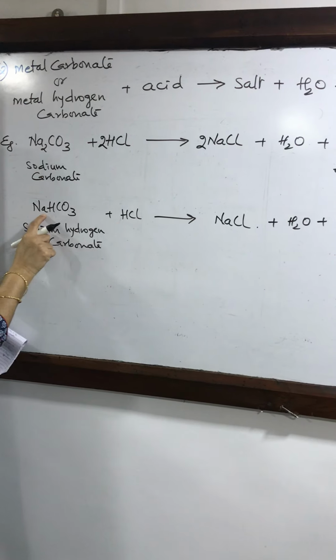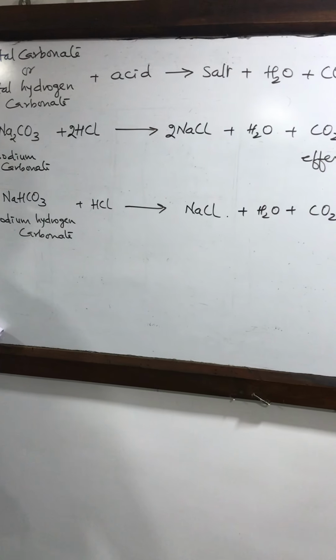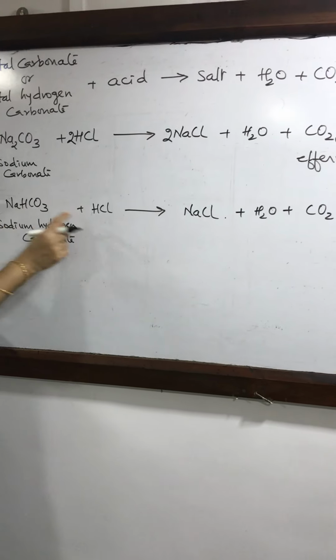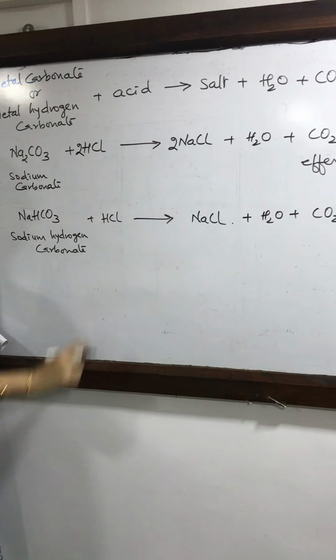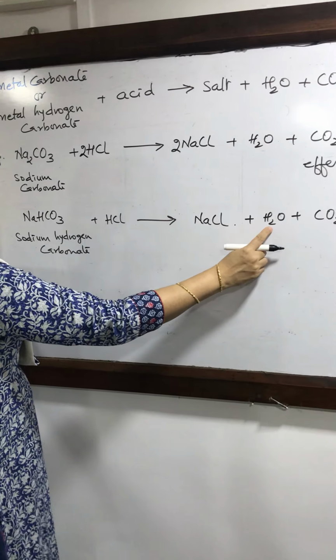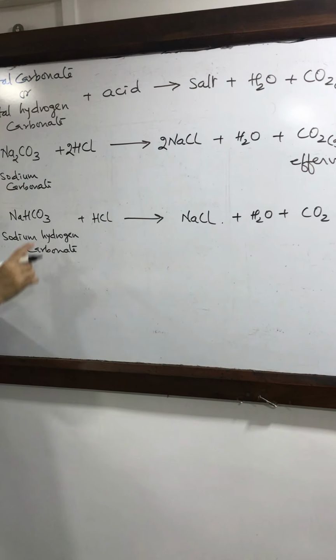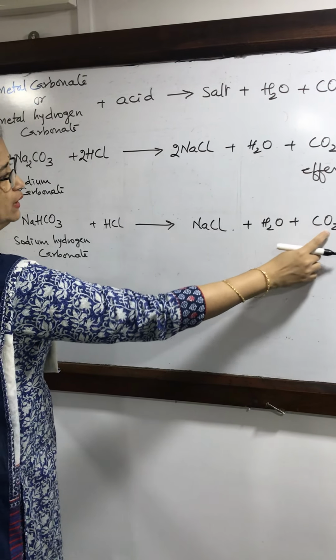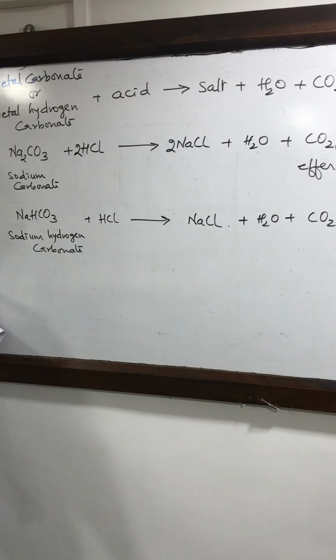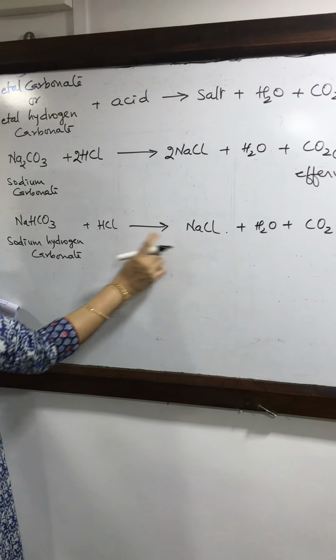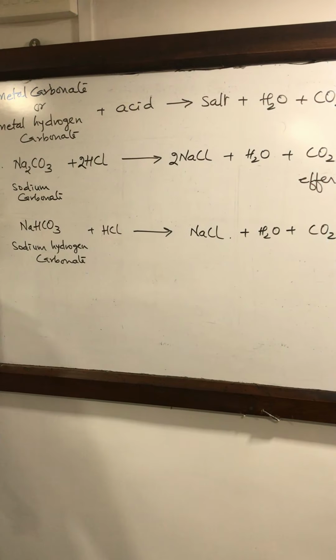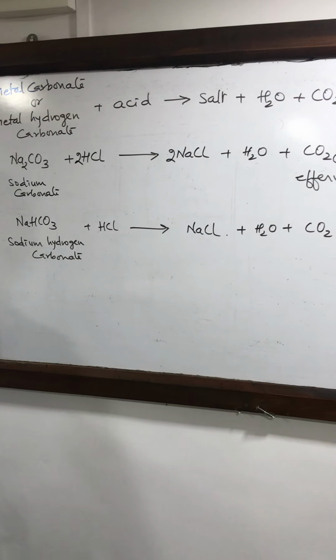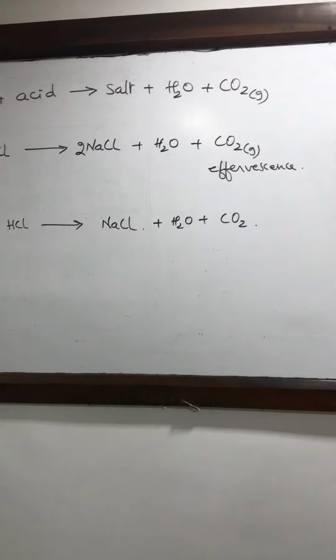On both sides of the equation, we have one sodium. We have 1 plus 1, 2 hydrogens on the reactant side and 2 hydrogens on the product side. We have 3 oxygen on the reactant side and 1 plus 2, 3 oxygens on the product side. We have 1 chlorine atom on both sides. This is a self-balanced chemical equation.